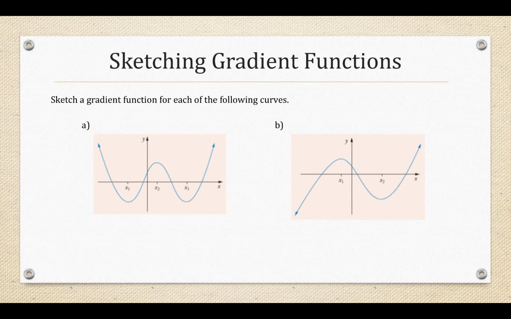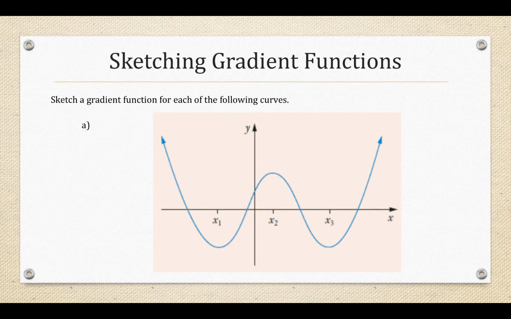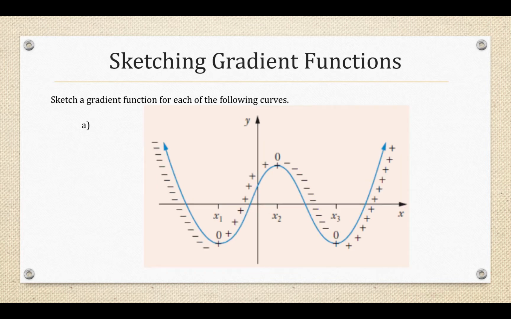So in question A, we're graphing the gradient function for this curve. So the very first thing that we want to look at is where is this curve going in a positive gradient or a negative gradient. So where it's going downwards in a left to right direction, that's negative. Where it's going upwards is positive.